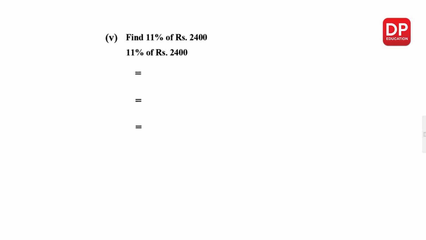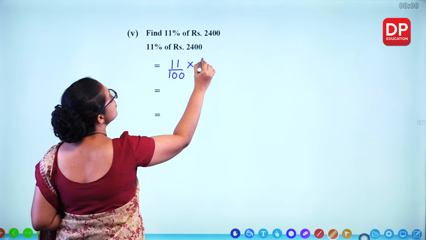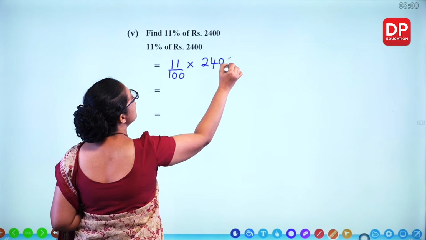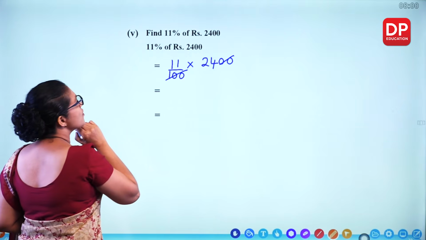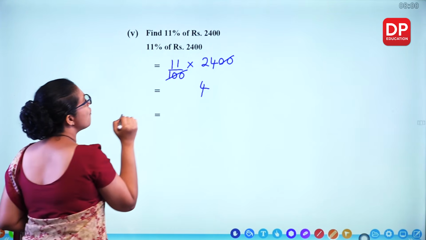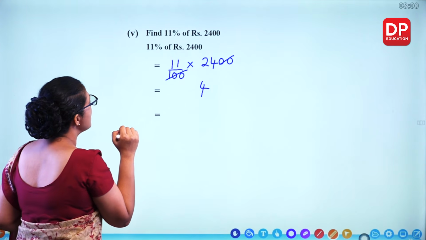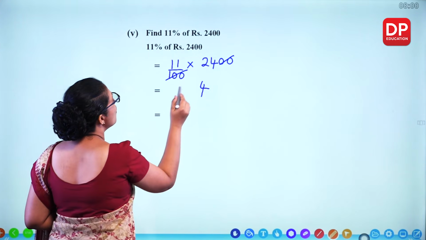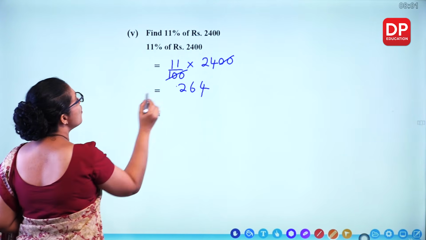Find 11% of 2,400. So 11 over 100 into 2,400. 2 zeros get cancelled out. So you get 11 times 4, 44. 4 remaining. 11 times 2, 22. 22 plus 4, 26. So 264 rupees.